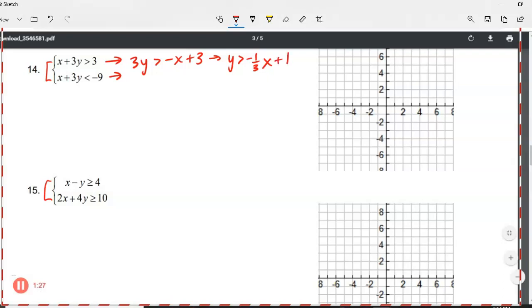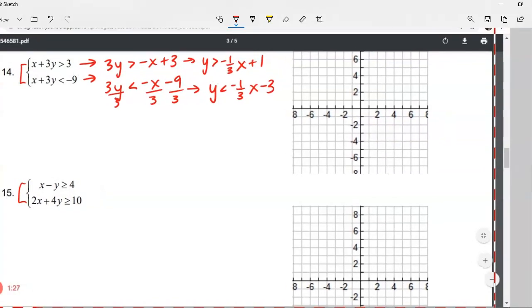All right. For the next one, same thing, 3y, but this one has a less than. I'm going to subtract the negative x over to the right side of the inequality, and there's a minus 9. Dividing by 3, here, here, and here will make this become y less than negative 1/3 x, and then minus 3. All right, so one thing I notice is my m's are the same, so they're parallel, and the y-intercepts are different. So let's see what happens, all right?